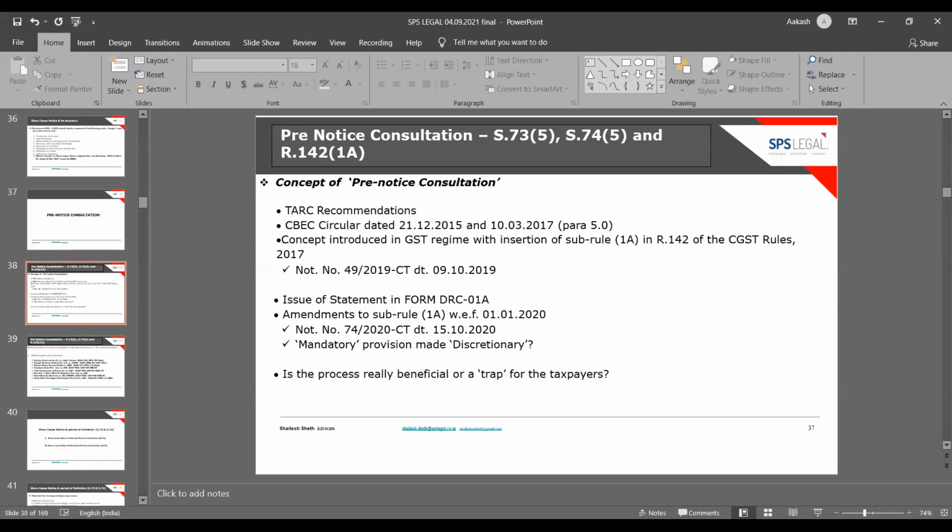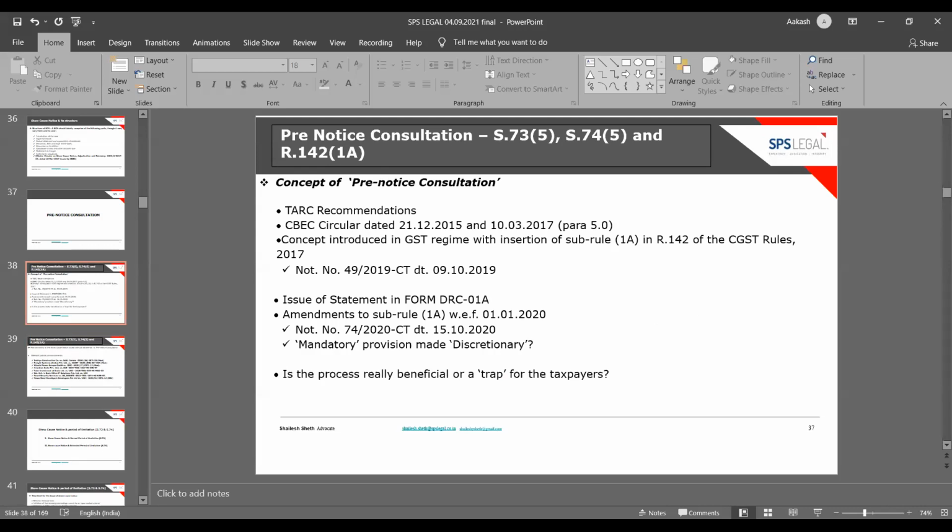If one were to see that in pre-notice consultation, what happens is a communication will be sent to the party having more or less all the ingredients of a show cause notice: this is what the proposed allegations of the department are, and this is what the department proposes to do and raise the demand for an X amount. However, you are hereby given an opportunity, through this pre-notice consultation, to come forward and give your views.